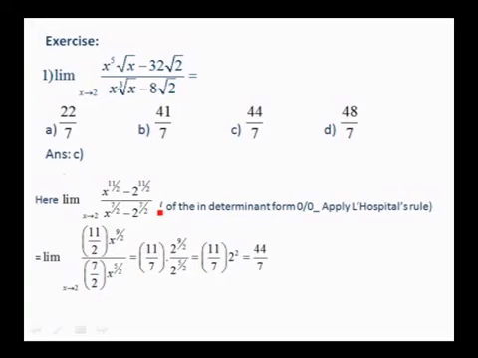So, here for this one you can use either the x to the power of n minus a to the power of n over x minus a formula, but it is easy to apply L'Hopital's rule, because it takes the form 0 by 0. Differentiate the numerator and denominator separately.